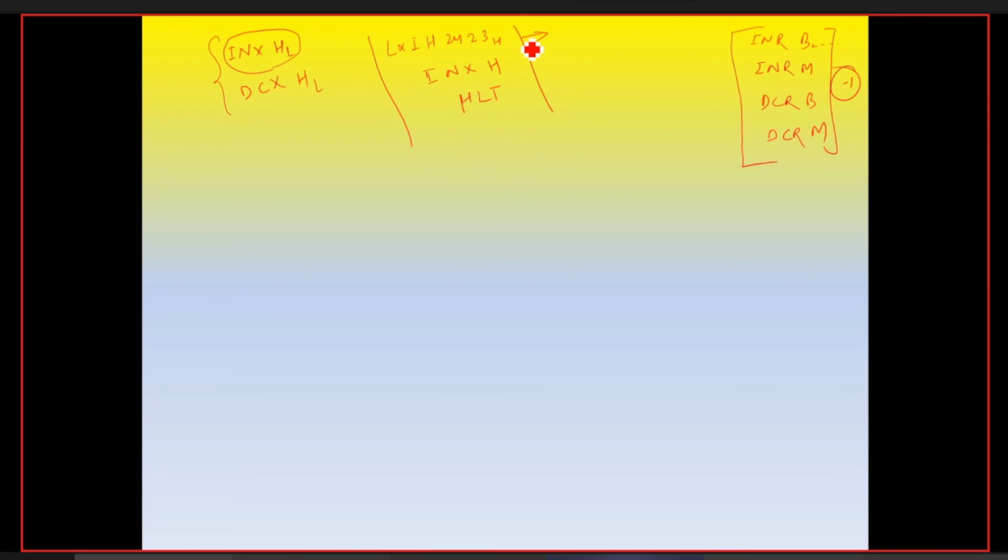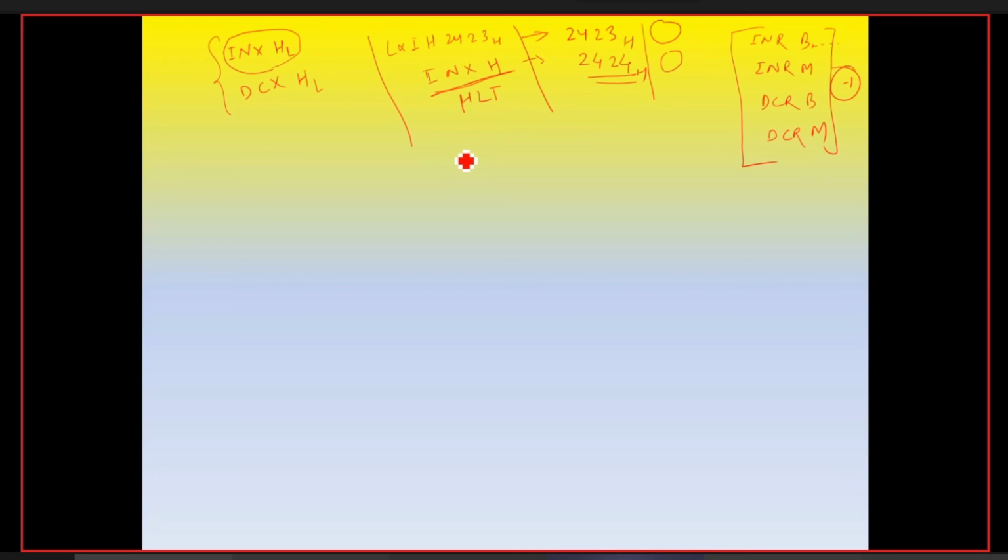After this instruction, we can say the address stored is 2423. INX H will increment the content of the register pair. It means it will now be 2424. It is nothing related to the value stored at this location. It is related to the 16-bit values. The 16-bit value 2423 we are storing initially using the HL pair. If we use INX H, it becomes 2424.